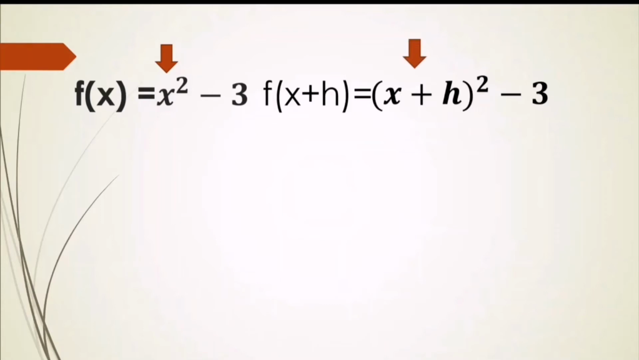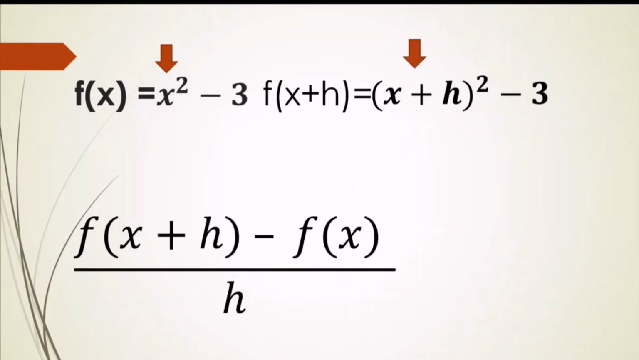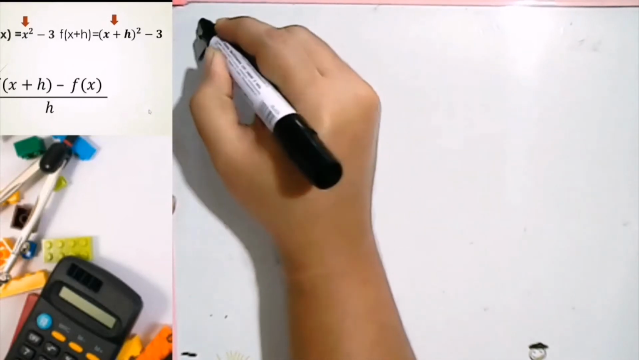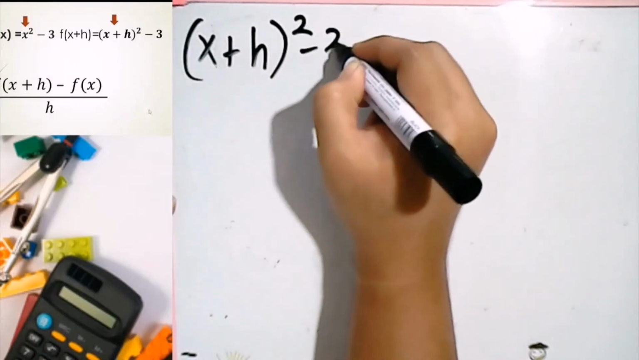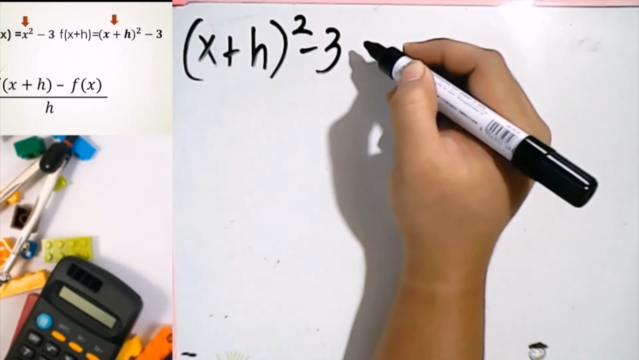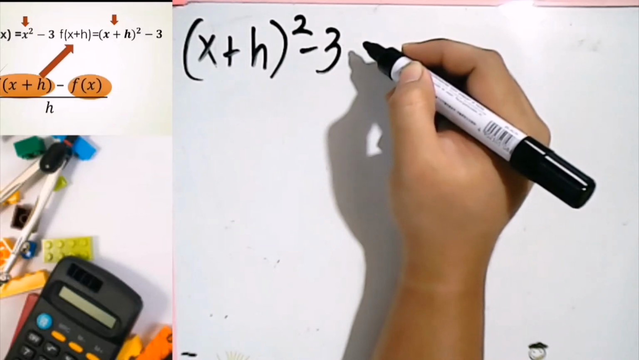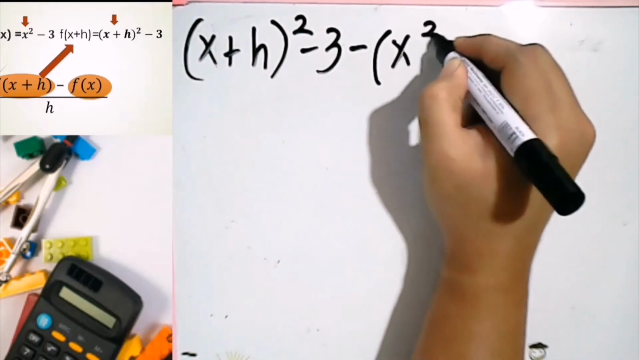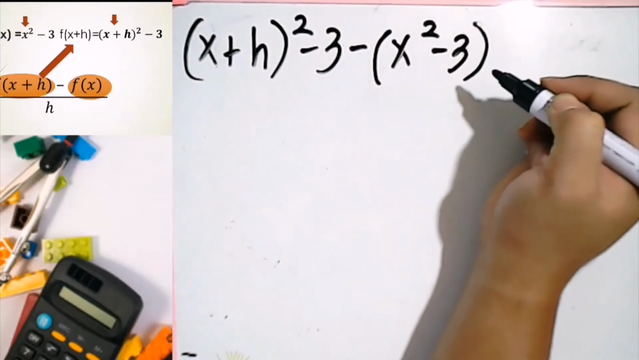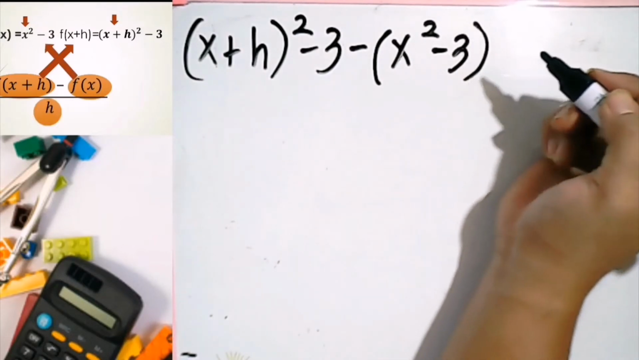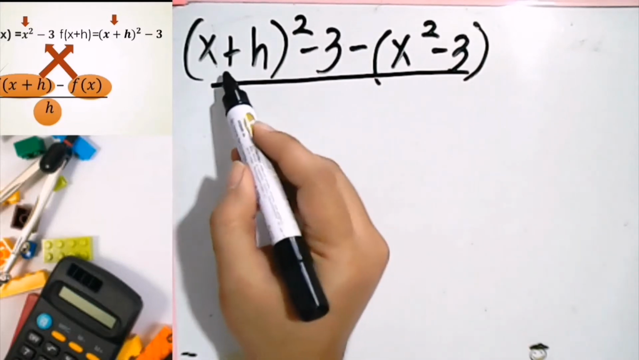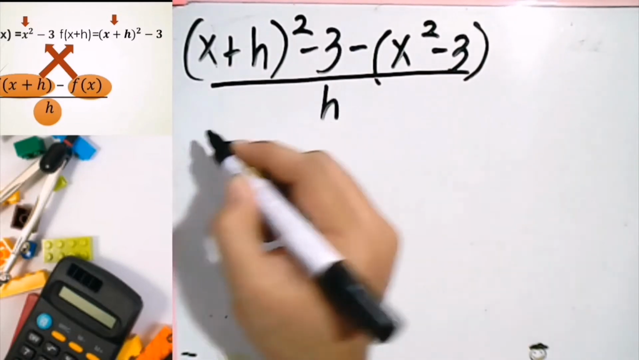Now, so again, we follow the formula. Our f of x plus h is the value of x plus h to the second power minus 3, and then we need to subtract f of x, which is the quantity x squared minus 3, all over h.